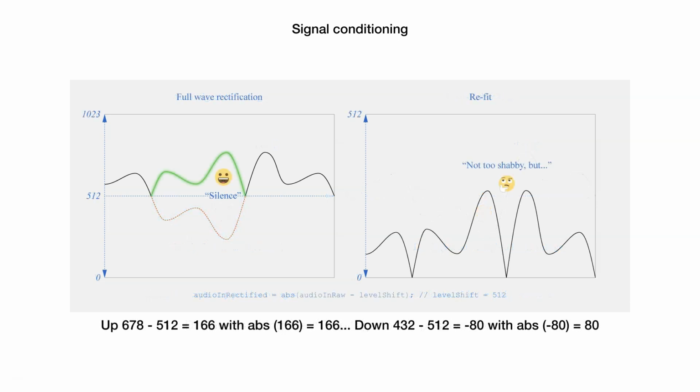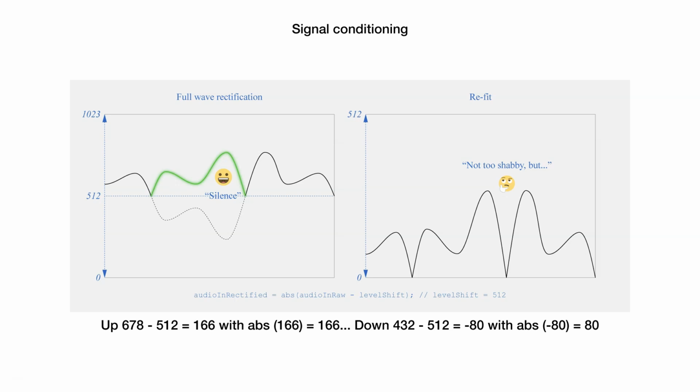Therefore, we flip the negative half of the signal upwards, a method known as full-wave rectification, and we capture the loudness only with positive peaks. This means that an ADC return value of 512 means silence, and everything goes up from there. We also refit the value range so it starts at 0 instead of 512.